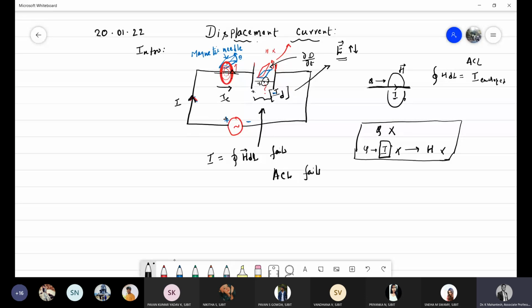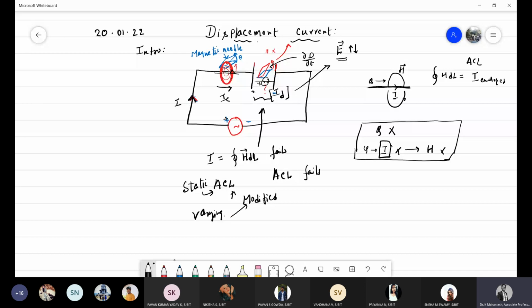So now I need to further modify this ACL, that is Ampere circuital law. I cannot use the Ampere circuital law which was derived for static fields. See, the Ampere circuital law was derived for static fields. Now it is varying fields. It is a time varying field. So I need to modify my Ampere circuital law.